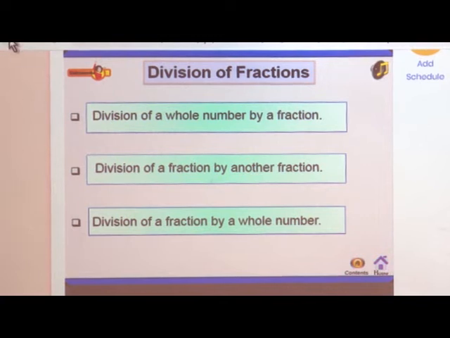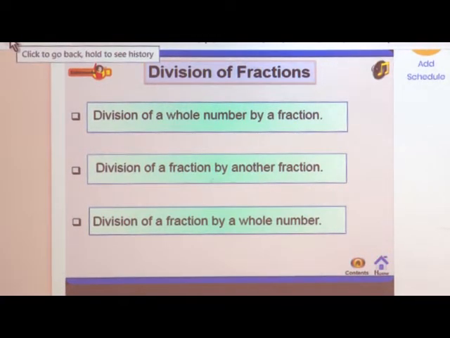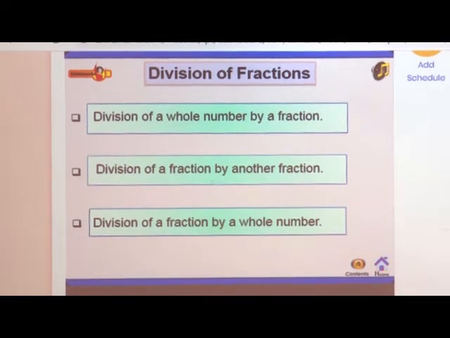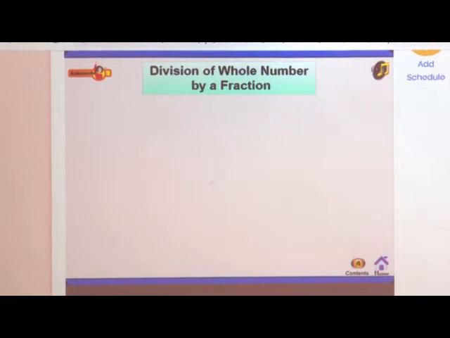Now we will learn division of a whole number by a fraction, division of a fraction by another fraction, and division of a fraction by a whole number. Let us learn about division of a whole number by a fraction.